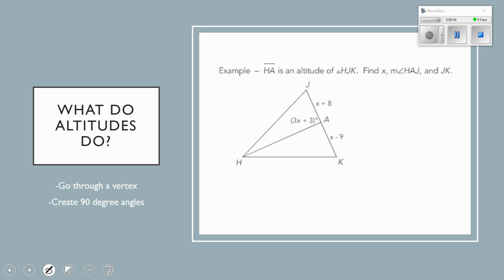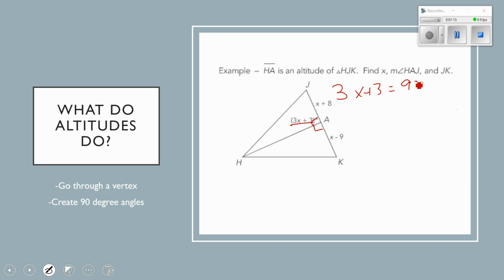So how you might see a question based off of this is you're given a triangle. You're told HA is an altitude of HJK. Find X, the measure of HAJ, and JK. Well, we know that it's an altitude, so we know that we have a 90-degree angle right here and a 90-degree angle right here. We don't know anything about those two side lengths, but we do know that 3x plus 3 gives us a 90-degree angle. So we say 3x plus 3 equals 90 degrees.